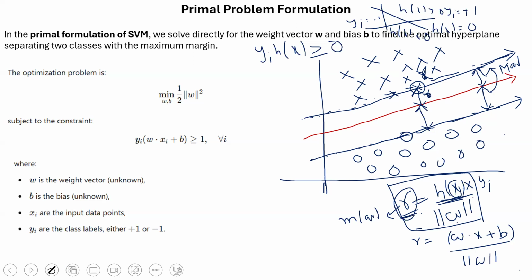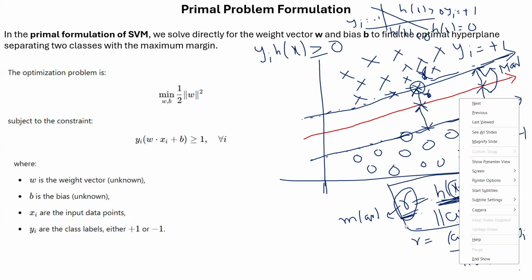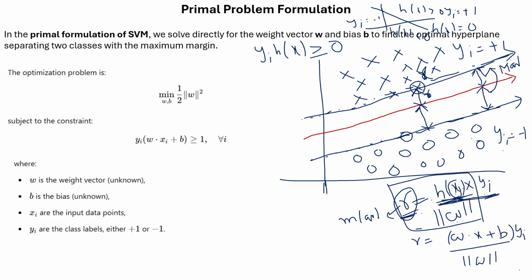But we don't want R to be a negative value, right? So if you multiply that with that particular class, what happens? For these points, yi is equal to -1, and for these points, yi is equal to +1. H of X is negative for these points, but when it is multiplied with yi, negative into negative becomes positive. So if you want to make this a positive term, we just multiply this with yi. So now R becomes yi into w dot x plus b by modulus of w. Now when I say maximizing R, let's get rid of everything and focus on only this particular term. Did you understand how we derived this R? How the R value is derived? Are you clear with this?